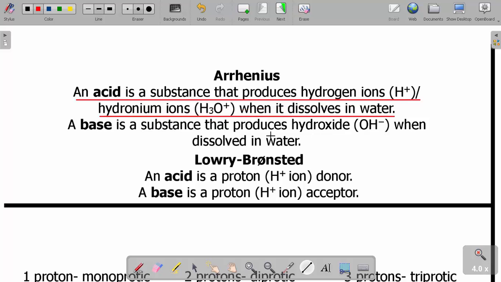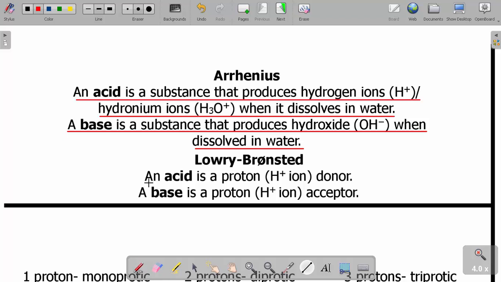Okay, and then he went ahead to say that a base is a substance that produces OH ions when dissolved in water. So according to Arrhenius, what is a base? It is a substance that produces hydroxide ions when dissolved in water. Now, those definitions of acids and bases were not sufficient as the years went on, because they could not define all the acids and all the bases. That's why two people came together, Lowry and Bronsted, to give us better definitions of the acids and the bases. So according to Lowry and Bronsted, what is an acid?